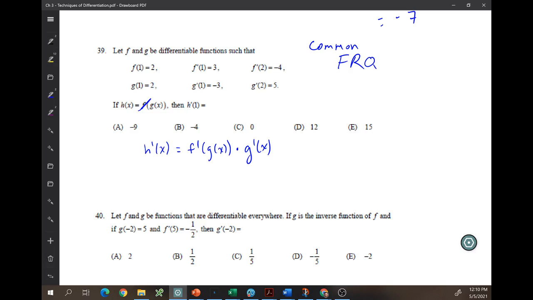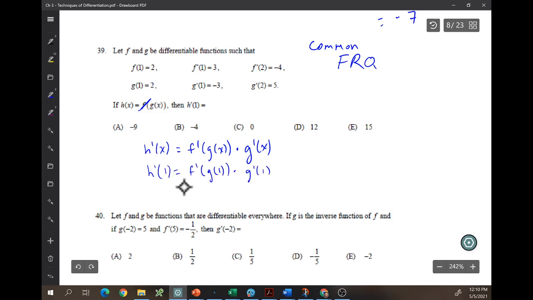So now we want to do h prime of 1. We're going to just plug in 1 wherever we see an x. So g of 1 and then g prime of 1. I have to work inside out for these. So f prime of, now g of 1 is 2, and times g prime of 1 is negative 3. And now I want f prime of 2. F prime of 2 is negative 4 times negative 3, which would give us positive 12.